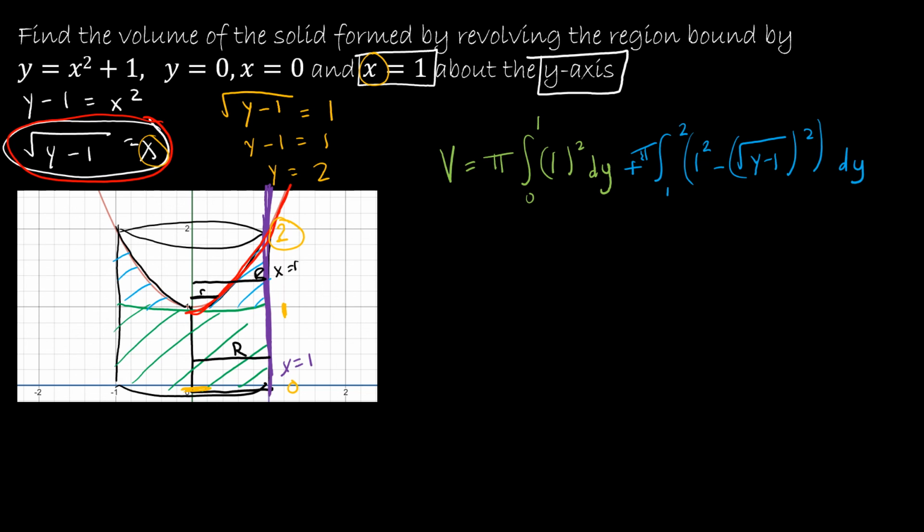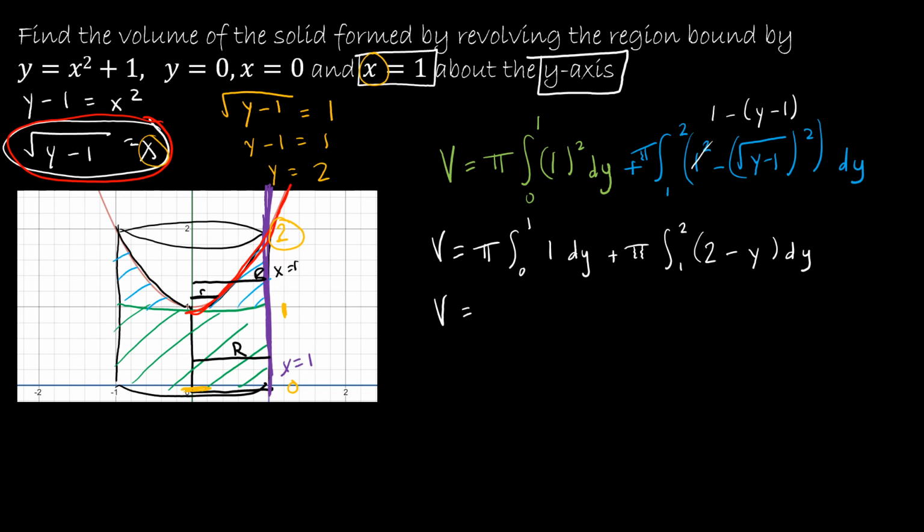And now I'm just going to do all of my simplification. So pi, again from 0 to 1, of 1 squared, which is 1 dy, and then pi from 1 to 2, integrating from 1 to 2, of 1 squared obviously is 1, and then y minus 1, the square root of that squared is y minus 1, and so that leaves me with 2 minus y dy.